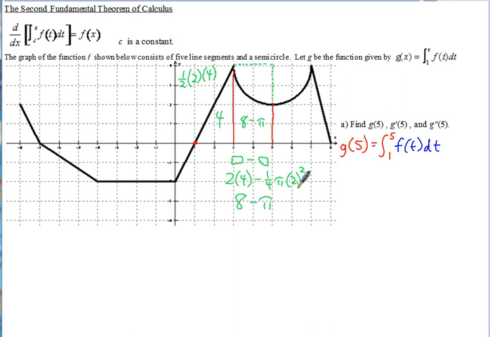So if you add those up, 4 plus 8 minus pi, you get 12 minus pi. So that's what g of 5 equals. So what we found is a point. The x-coordinate is 5 and the y-coordinate is 12 minus pi. Point on, not on the derivative, but on g, on the original function.